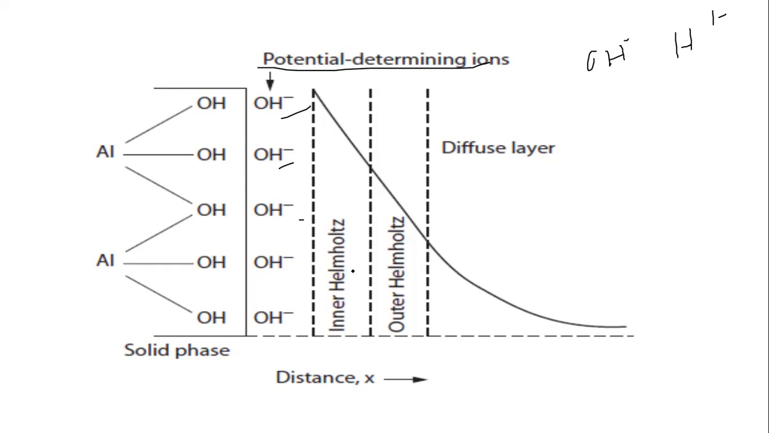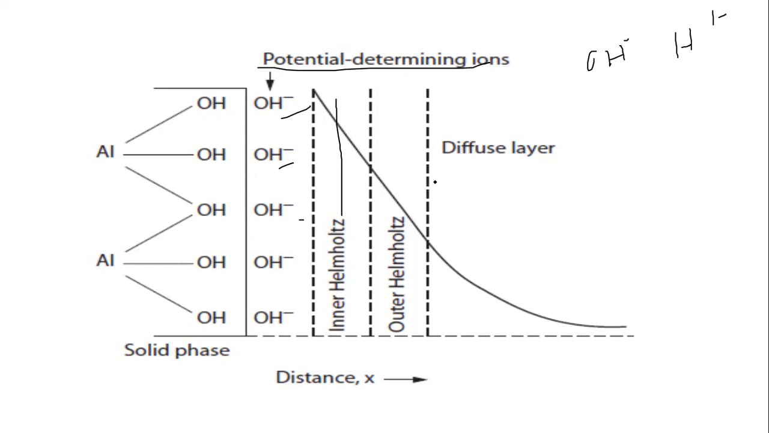The inner Helmholtz layer is the zone for the specific adsorption of the traditional counterions, whereas the outer Helmholtz layer represents a zone which gradually changes into the diffusive layer. So here we can see some traditional attraction towards these potential determining ions, but in the diffusion layer we can see some ions that can be replaced. So there you can see some diffusion layer.